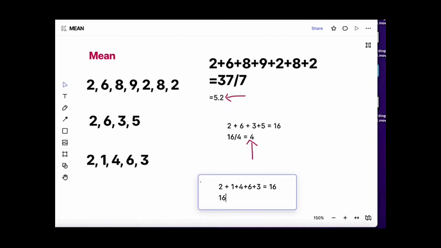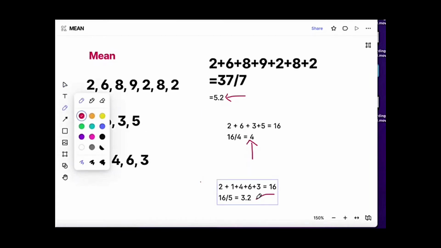We got to grab our 16 and we got to divide it by the amount of numbers that we have in our data set. So in this case, we've got 5 numbers in our data set. So we'll see right here, 1, 2, 3, 4, 5. And so what does that mean to us? What is our mean? Our mean then is 3.2. So our mean is 3.2 because when we added all of the numbers and we divided them by the amount of numbers in our data set, we ended up with a 3.2.